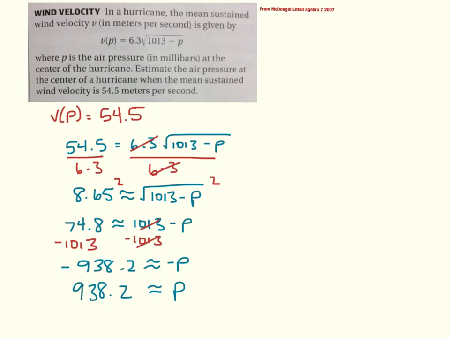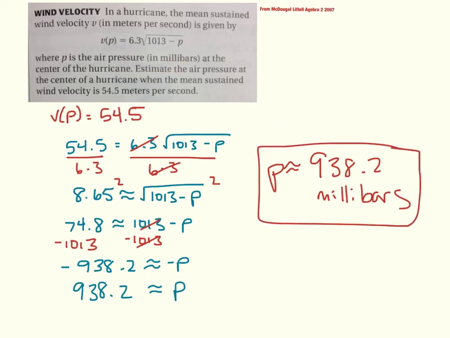So now, since it's a word problem, I can't just give a number. I have to say what that represents. So I'm going to say p is about equal to 938.2 millibars. And we saw that in the problem, pressure in millibars. Okay, and that's all we're going to do for solving square root and cube root equations.